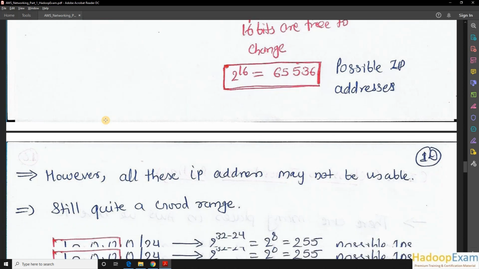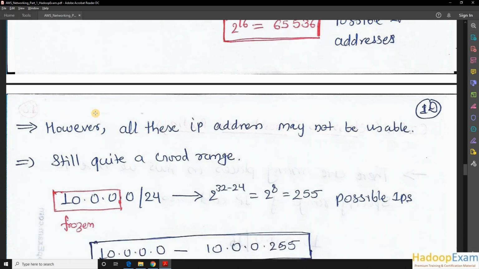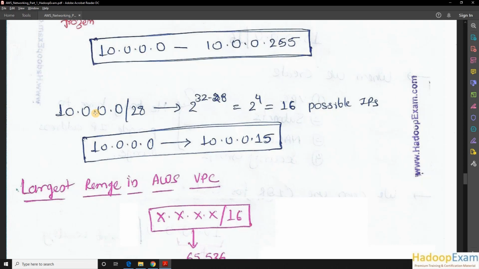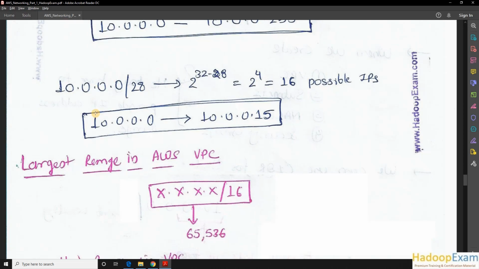Still, it is quite a good range. In my network I can have more than 65,000 computers or devices if I use this range. So this is a good number of systems. So don't worry. So 24 to 255 frozen. Okay, so this is what we have discussed, correct? Largest range in AWS VPC.